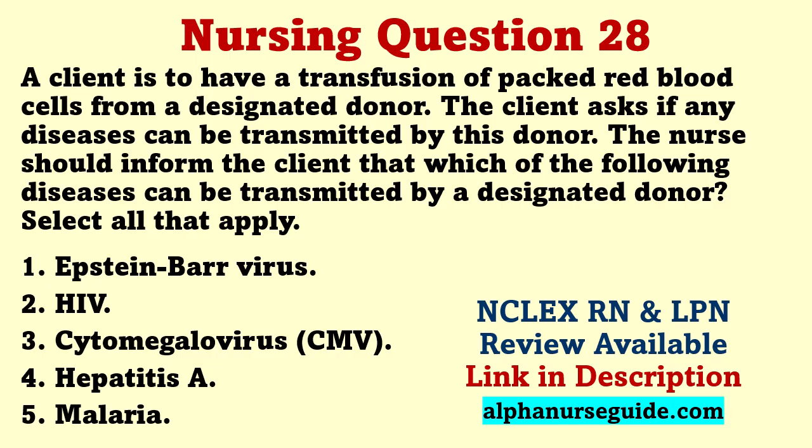The correct answers are 1. Epstein-Barr virus, 2. Human immunodeficiency virus, and 3. Cytomegalovirus. Using designated donors does not decrease the risk of contracting infectious diseases, such as the Epstein-Barr virus, HIV, or CMV. Hepatitis A is transmitted by the oral fecal route, not the blood route. However, hepatitis B and C can be contracted from a designated donor. Malaria is transmitted by mosquitoes.